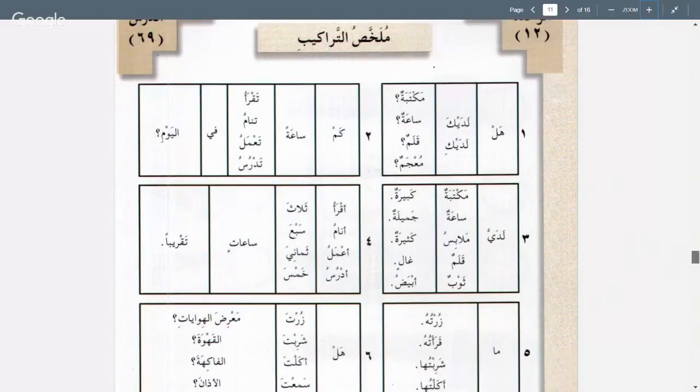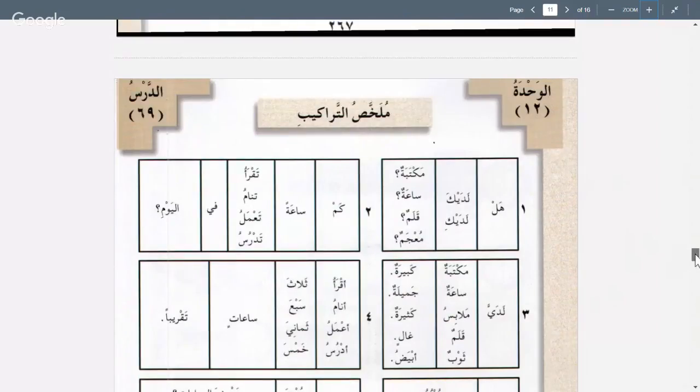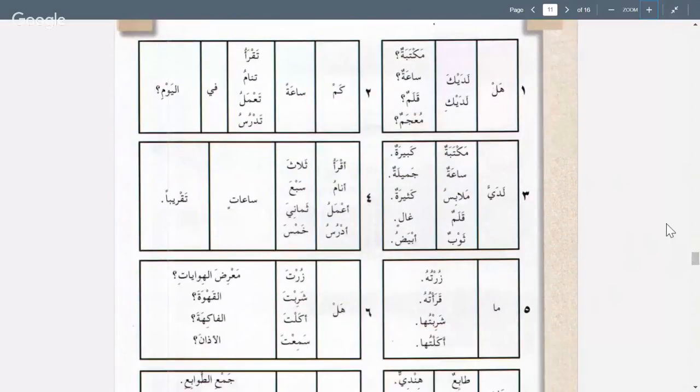Okay, honey, number three. Let me flip it up, sorry. Ladaya maktabatun kabiratun. I have a big library. Day sa'atun jamilatun. I have a pretty watch. Laday malabisu kathiratun. I have a lot of clothes. Laday kalamun ghaliun. I have an expensive pen. Laday thobun abiyadu. I have a white gown.